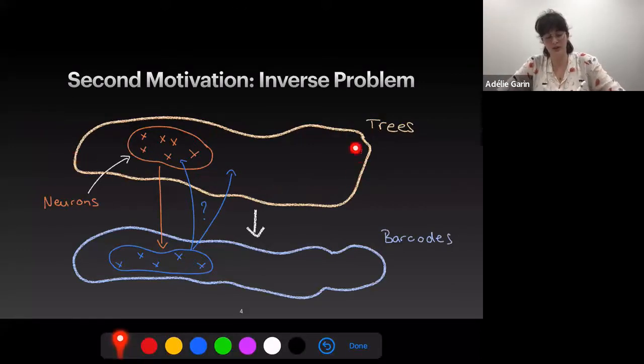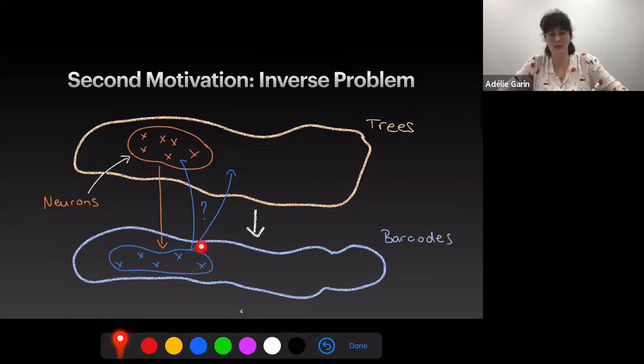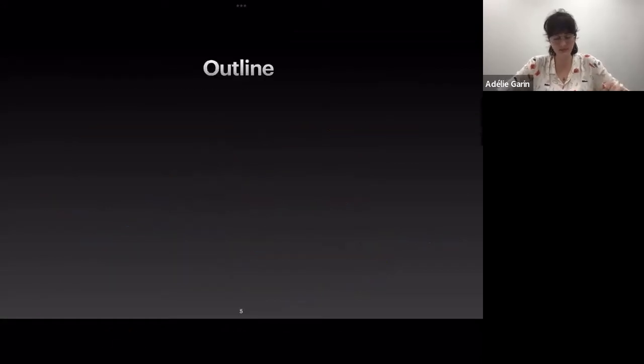If we have the space of trees, we can have a subset of trees that have specific properties, so a distribution of neurons, for instance. We're trying to understand that, but it's a little bit difficult to do it in the space of trees. So we project that down to the barcode space, where we end up with a distribution. We can do some analysis here. And then the question is, how do we go back? This is what I'm going to talk about today.